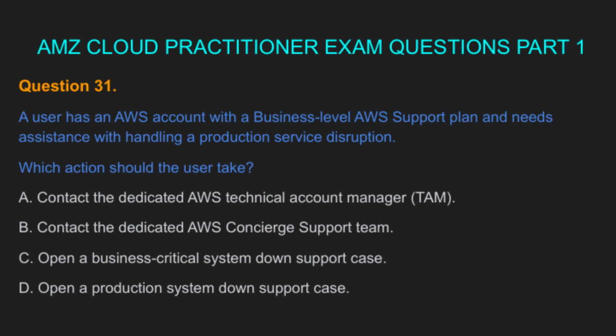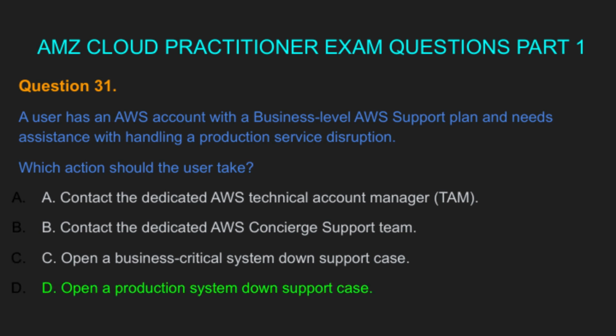Question 31. A user has an AWS account with a business-level AWS support plan and needs assistance with handling a production service disruption. Which action should the user take? A. Contact the dedicated AWS Technical Account Manager, TAM. B. Contact the dedicated AWS Concierge Support Team. C. Open a business-critical system down support case. D. Open a production system down support case. The answer is D. Open a production system down support case.